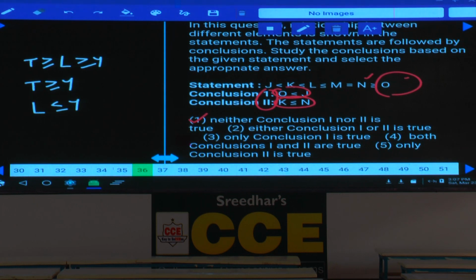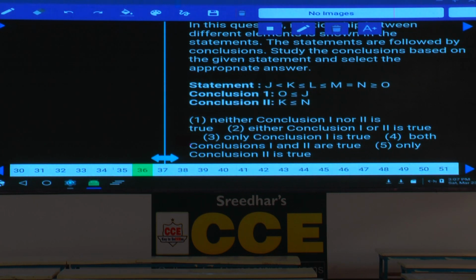Then coming to 71, in this 71, the relation between O and J, J is here and O is here. Now between these two, O and J, there is one lesser than and one greater than, two opposite symbols, so the first conclusion is false. And the second, K and N. Between K and N, no relation between M and N. K less than or equals to N is definitely true. Hence only conclusion 2 follows. Only conclusion 2, that is choice 5.